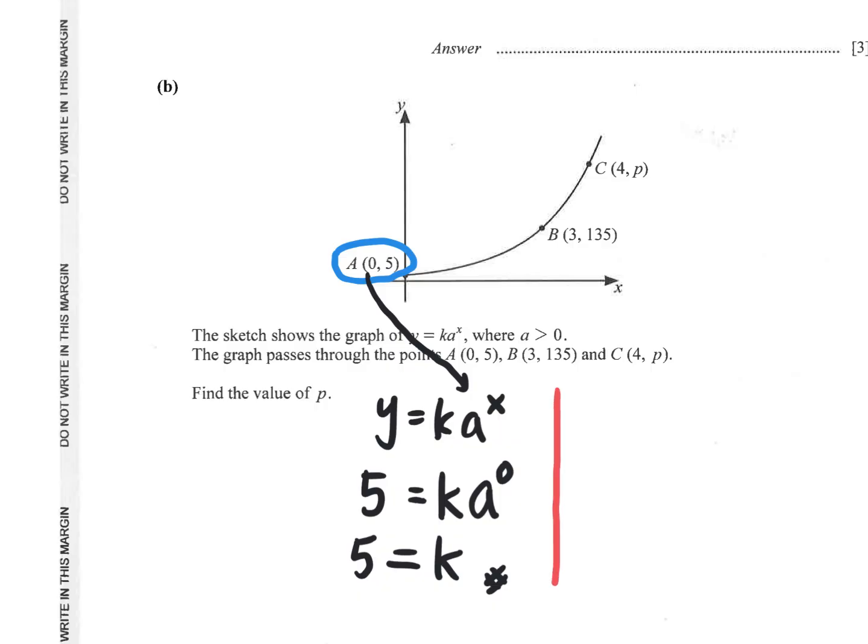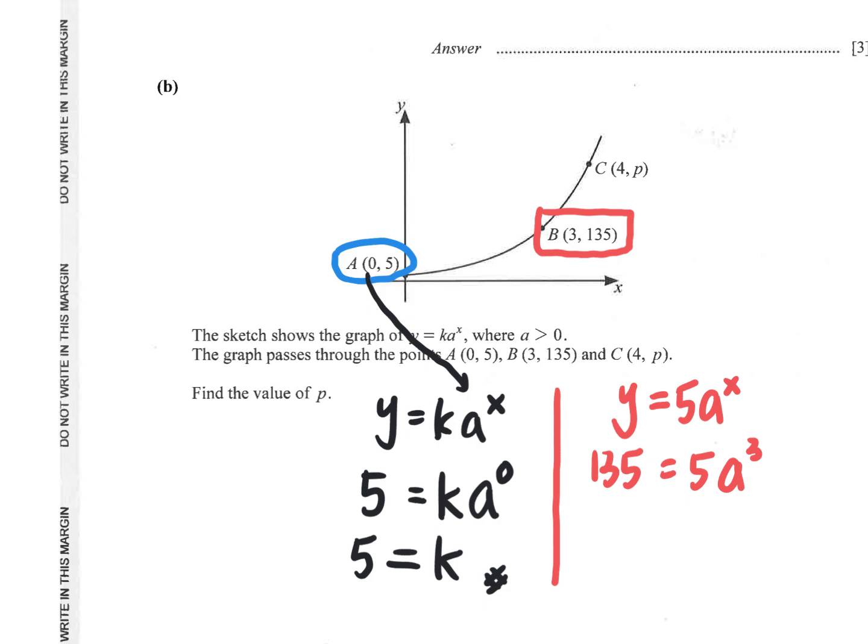Next is my same equation, but now I have one unknown solved. So I want to choose another point to sub in that will help me to find p. So before that, I will sub in this. So y is 135 and x is 3. So I divide 135 by 5. It gives me 27. So you go and cube root your 27. A is just 3.